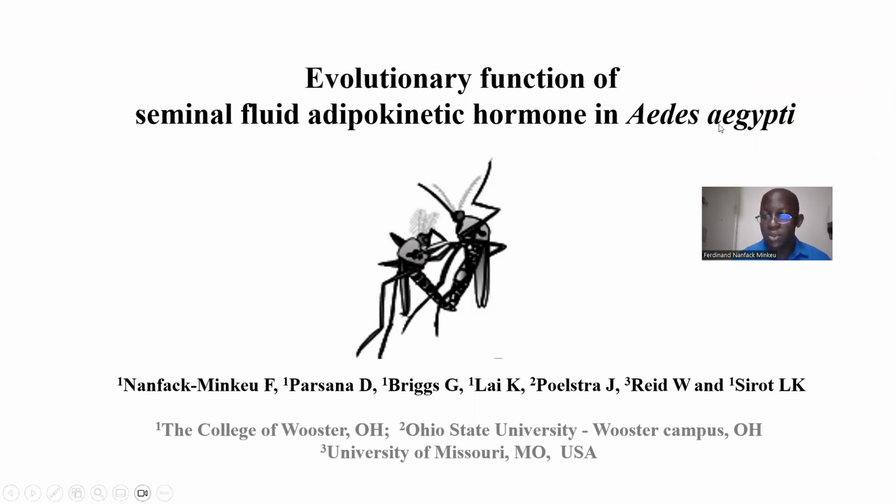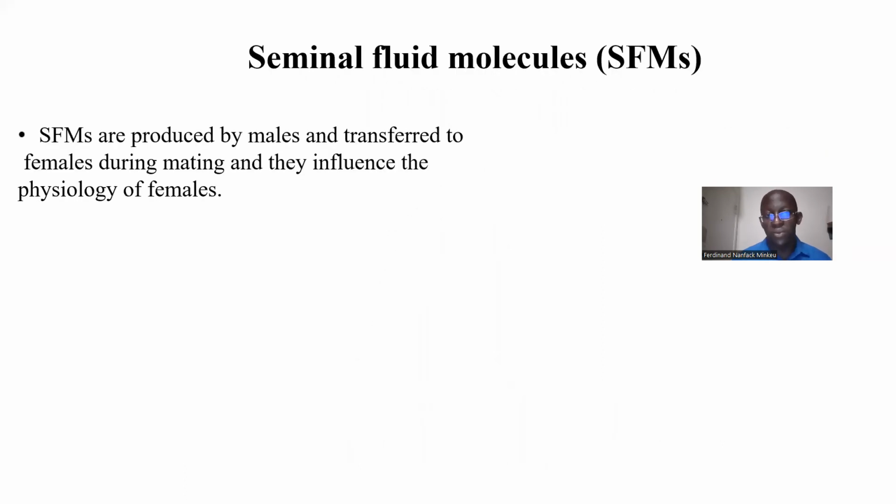Aedes aegypti is a mosquito species, the main vector of arboviruses like yellow fever, Zika, and others. So what is the seminal fluid? Seminal fluid proteins are produced by the reproductive tissues of males and transferred to females during mating. And they influence the physiology of females, like oviposition, feeding behavior, fertility, and others.